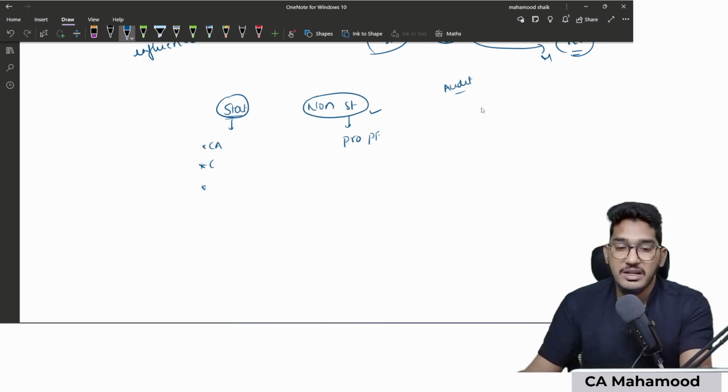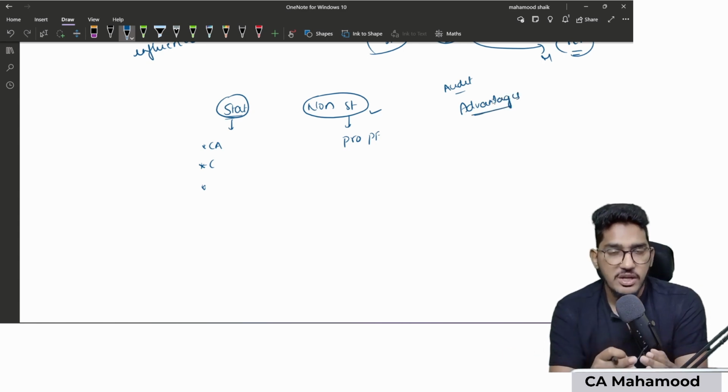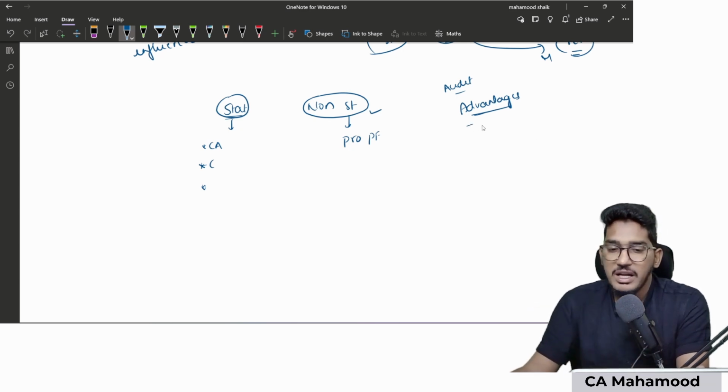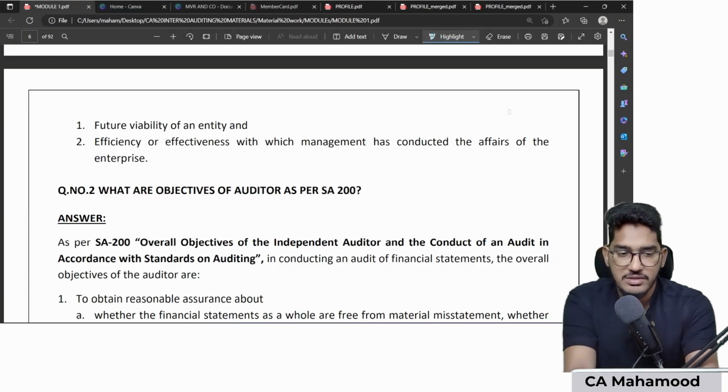Why? Because by conducting an audit, there will be various advantages. Audit of financial statements will give you various advantages. So what are the various advantages which will be there if any client gets their financial statements audited? Number one, it will protect the interest of the shareholders. Let me take you through that question simultaneously.